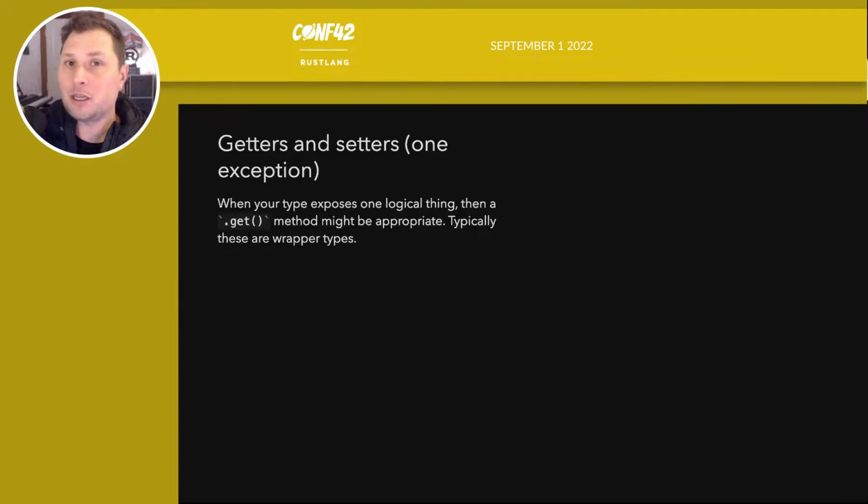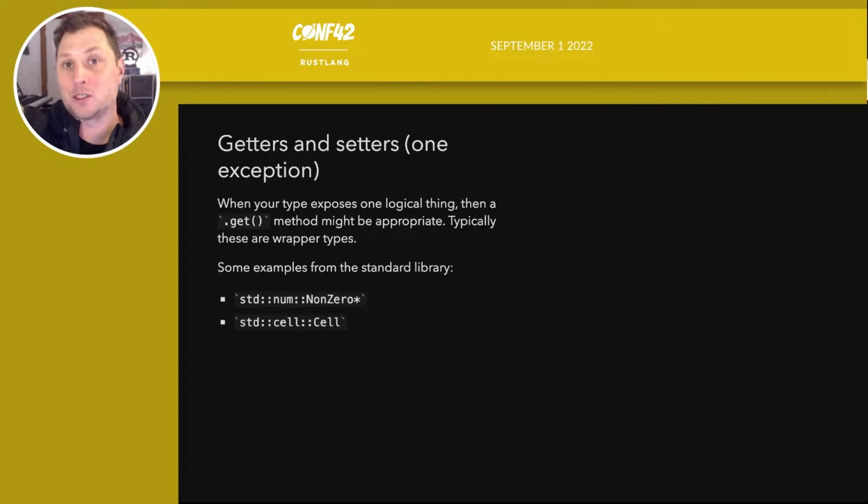There is, like all rules, or most rules at least, an exception. And that is if you have, let's say, a wrapper type that provides access to one logical thing, a get might be useful. So for example, from the standard library, we have these non-zero types which provide access to the raw value. And Cell also does a similar thing. They have a get method which returns the inner type.